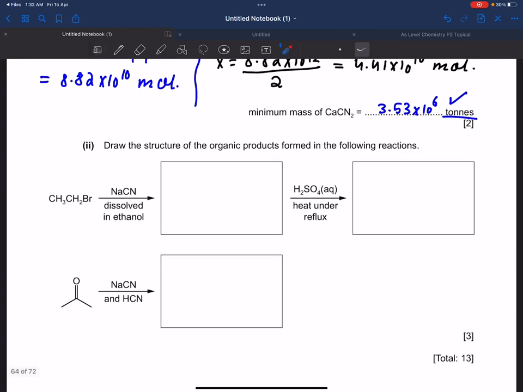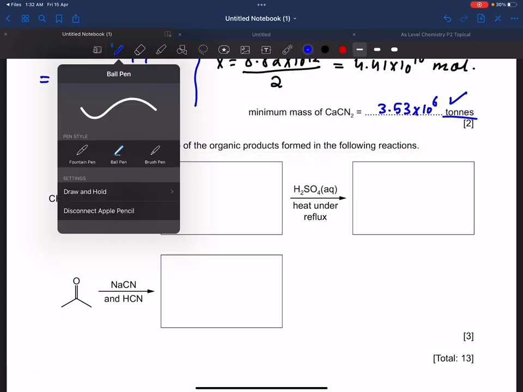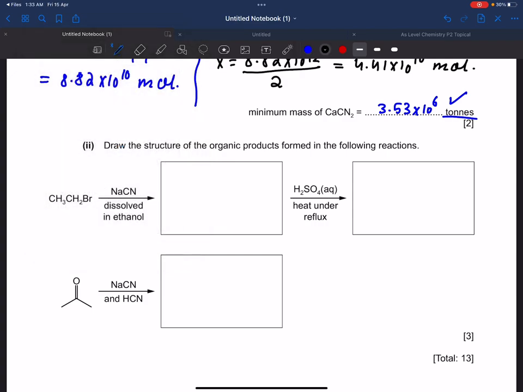Next part. Draw the structure of organic products formed in the following reaction. Okay. So first reaction: this is a halogenoalkane. When we add NaCN, nucleophilic substitution occurs, and Br is substituted, replaced by a CN. So it will be CH3CH2CN. That's it. NaBr is a byproduct, but we're not supposed to write it because they're asking us the organic product only. Next part. Now when we acid hydrolyse it by adding an acid, CN is replaced by COOH. Everything else remains the same.